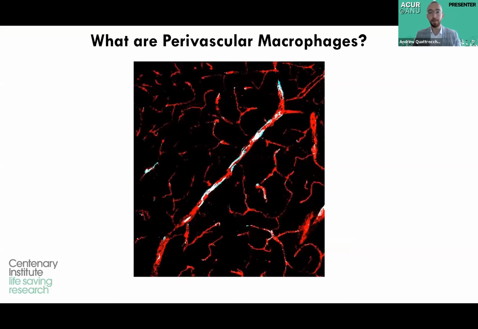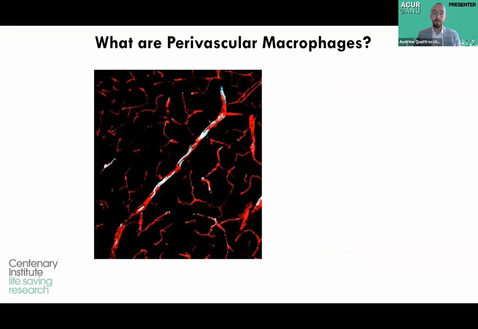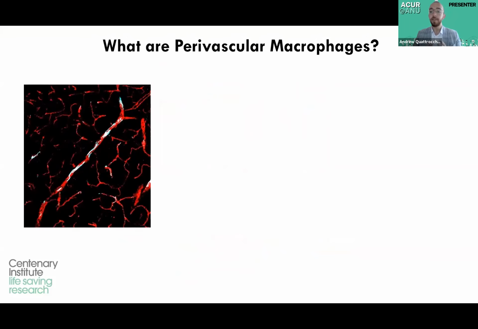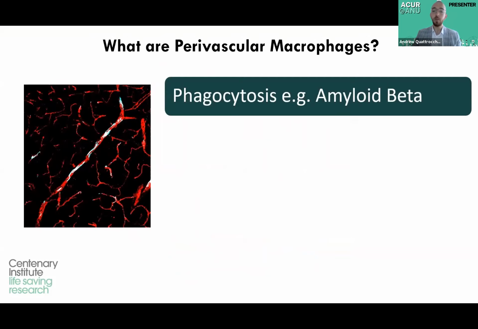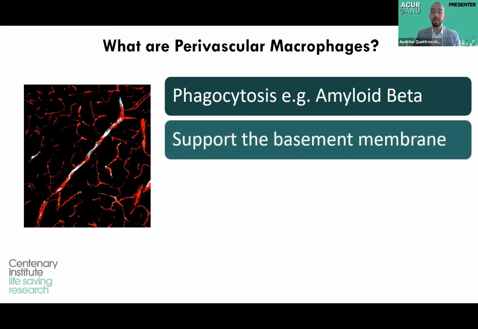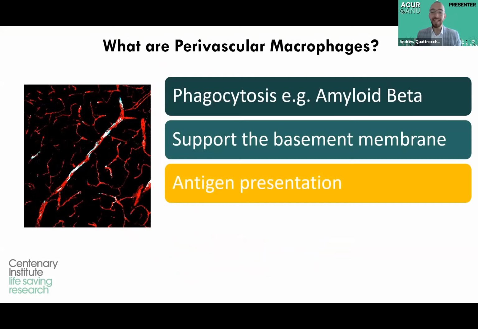So, what is a perivascular macrophage? Perivascular macrophages are immune cells that are intimately associated with the endothelium. One of their foundational roles is to phagocytose potentially harmful substances, cleaning up the microenvironment of aggregated protein, such as the amyloid beta we just discussed. They also support the basement membrane of the blood-brain barrier, adding to its functional integrity. They present antigens, playing a key role in the immunity of the central nervous system.